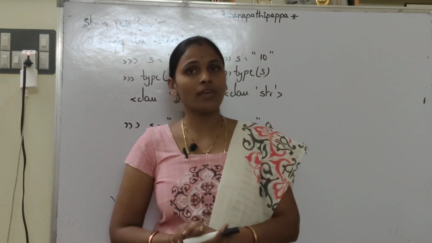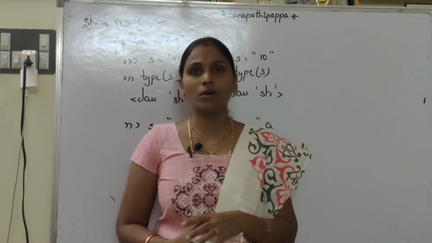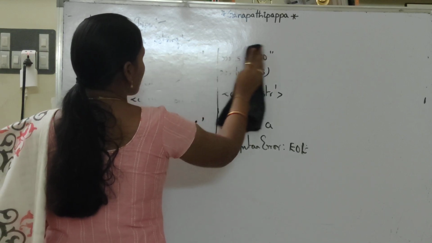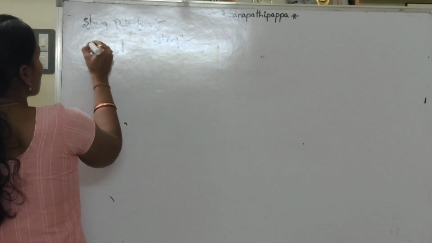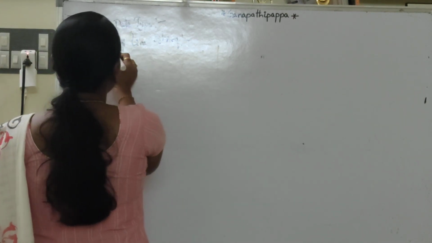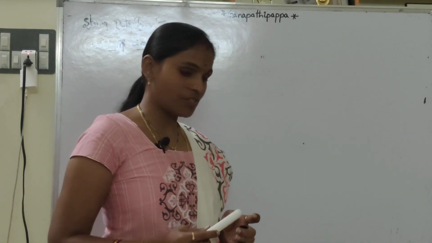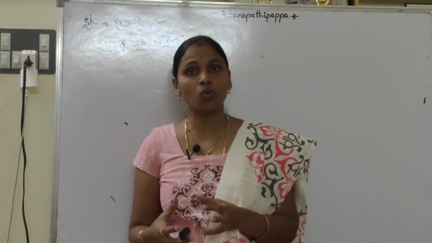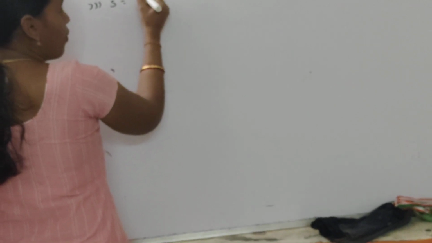What is multi-line string? Multi-line string is any sequence of characters enclosed within triple single quotes or triple double quotes is called multi-line string. We'll see the multi-line string. Second one, multi-line string. What is multi-line string? Any sequence of characters enclosed within triple single quotes or triple double quotes is called multi-line string. For example, let's suppose s is equal to 1, 2, 3.